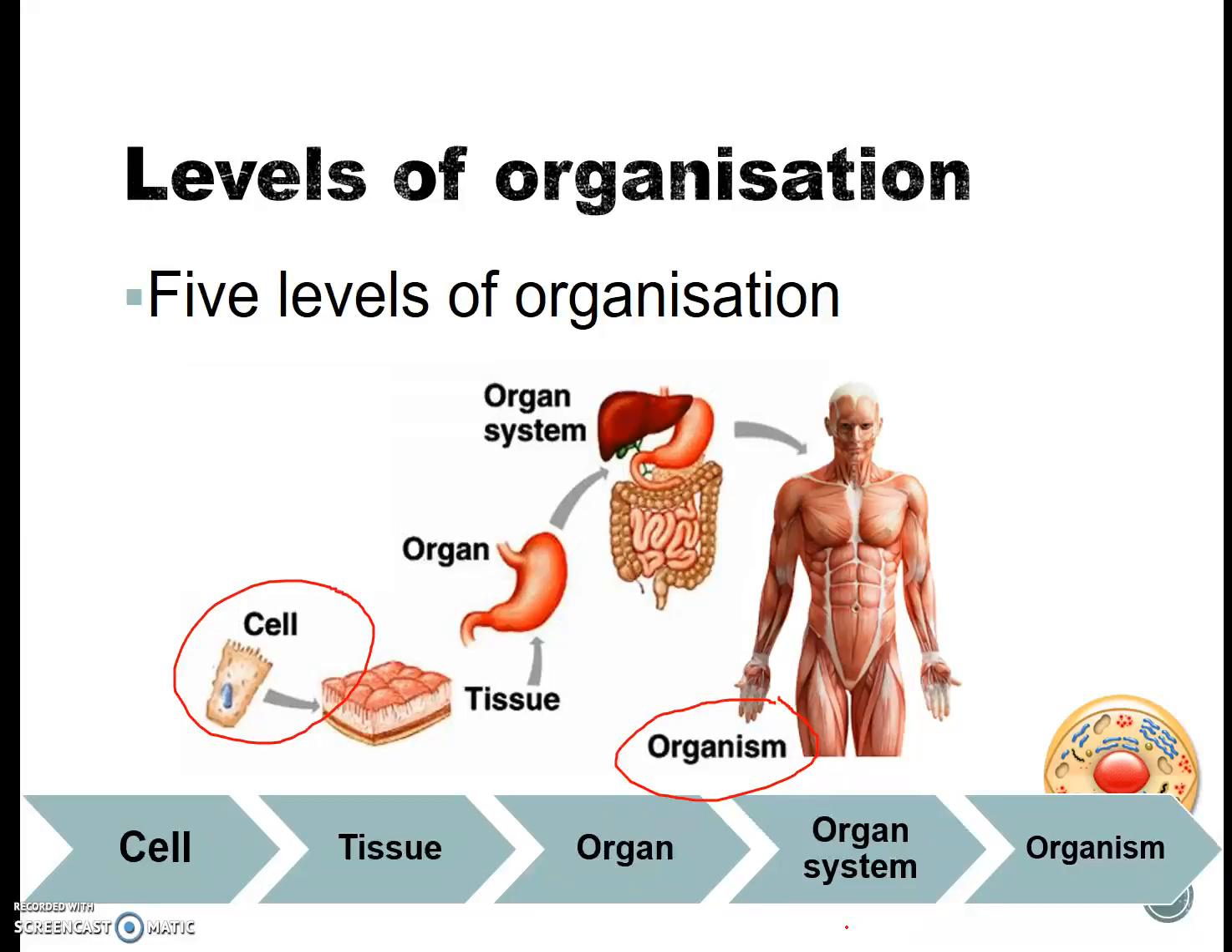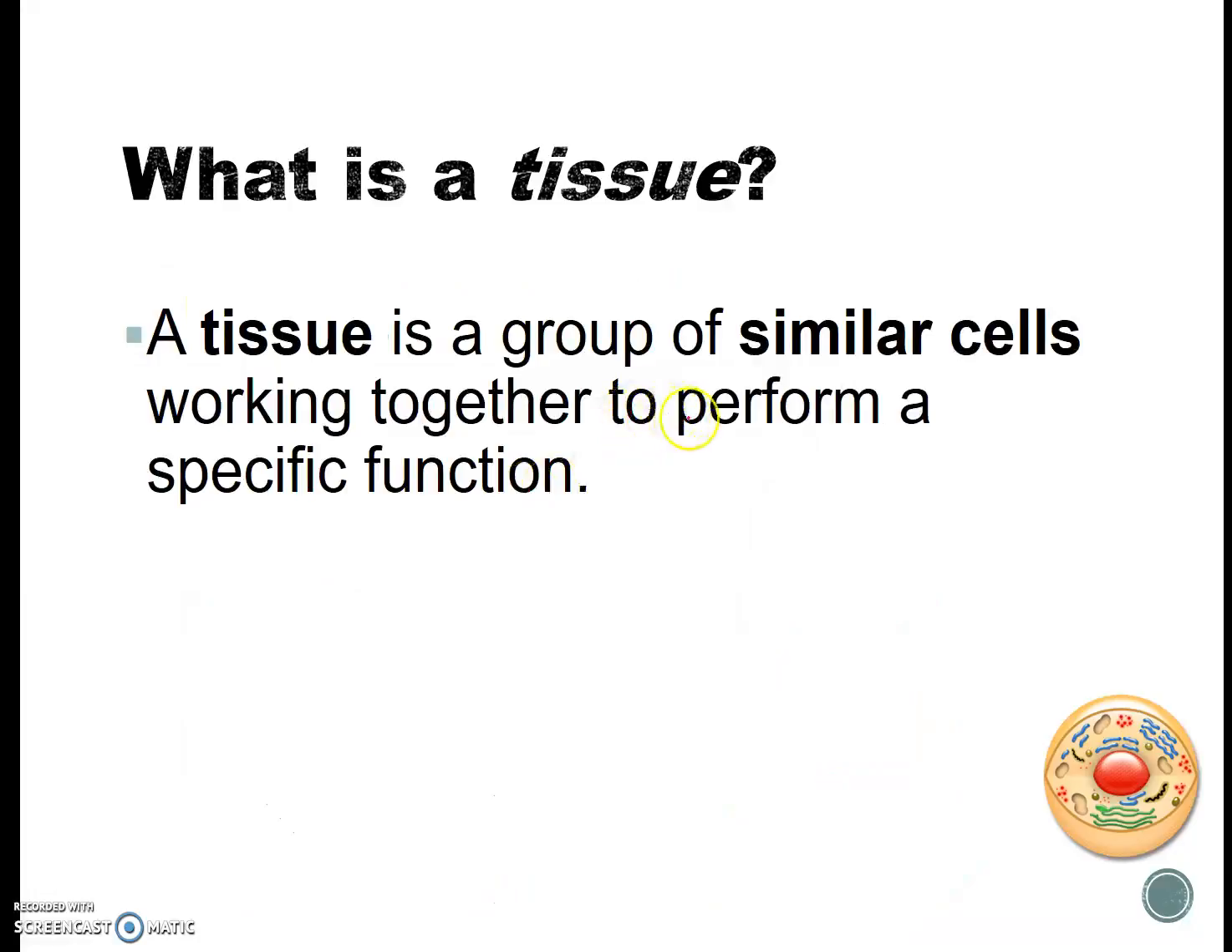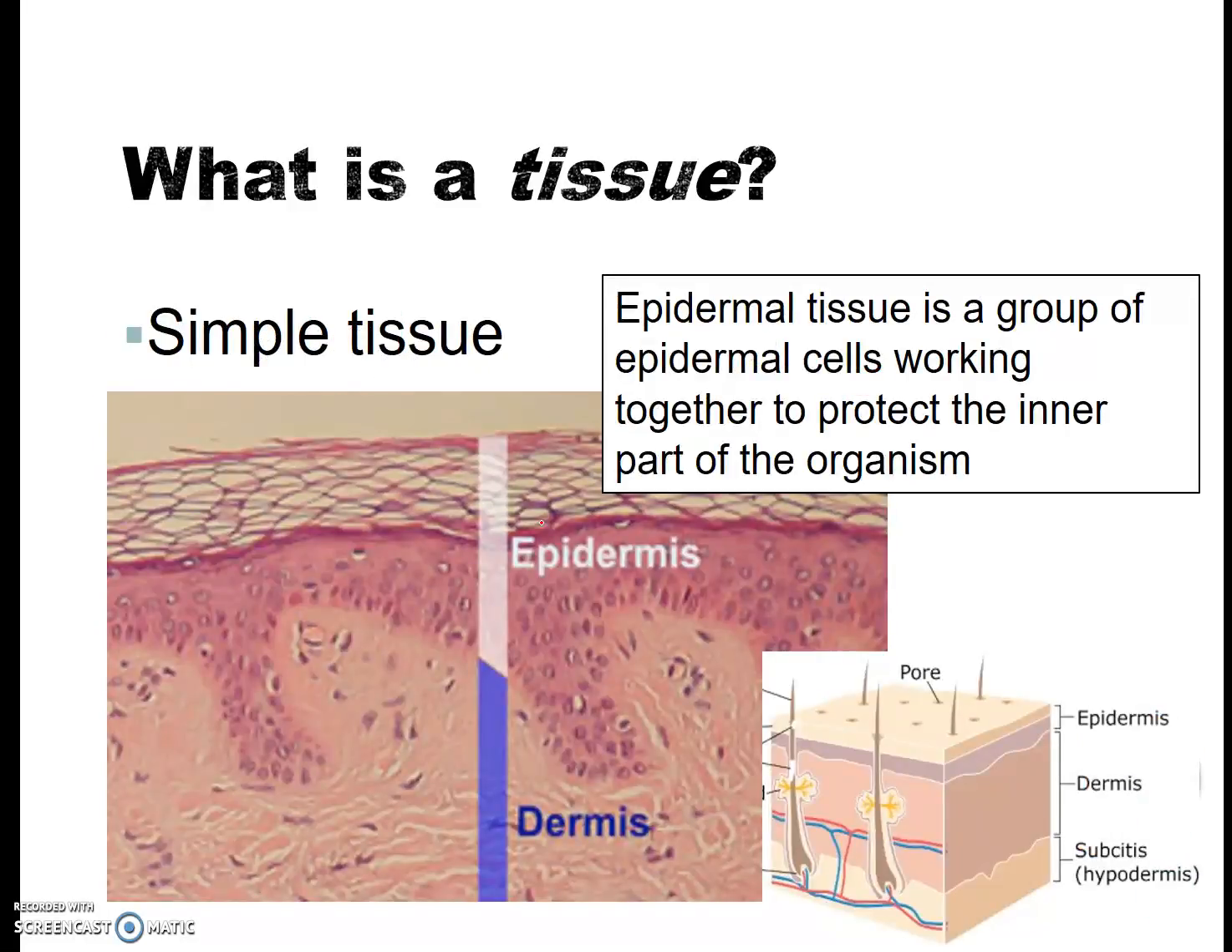So we'll start with the tissue. What is a tissue? A tissue is a group of similar cells that look alike, that are grouped together to work together and perform a specific function. I think some examples will help you. For example, this is epidermal tissue.